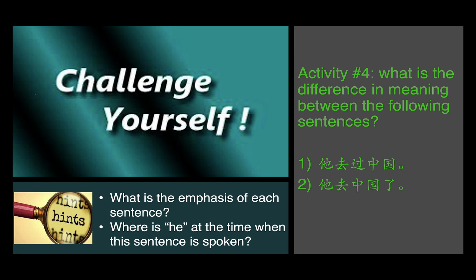So now I want you to challenge yourself. So what is the difference in meaning between the 2 sentences? 他去过中国. 他去中国了. And I gave you some hints. So first, what is the emphasis of each sentence? Which one emphasizes completion? Which one emphasizes the experience? And then where is he, 他, at this time? Okay, you can pause and do this exercise.